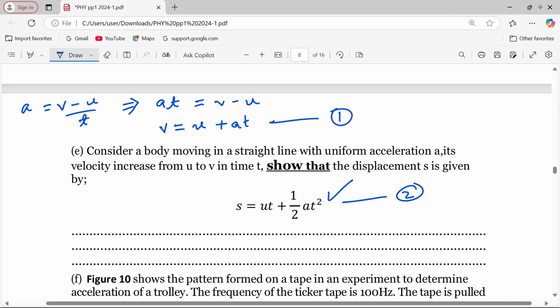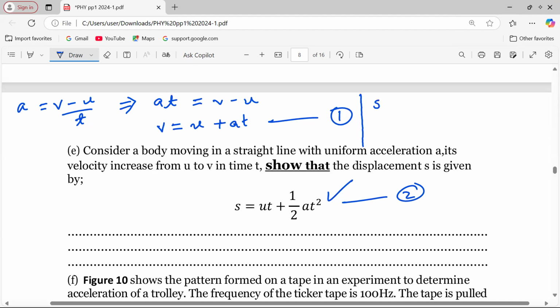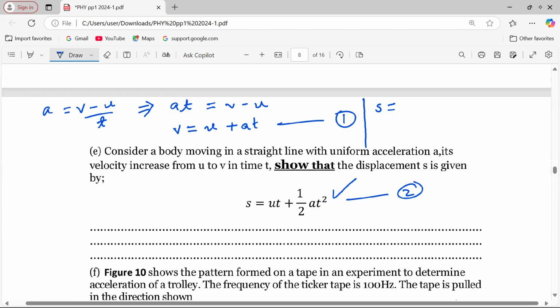Now, by definition, when a certain object is accelerating, remember it's not moving at a uniform velocity. Therefore, when we talk about displacement covered s, it's going to be average velocity times time. If velocity was uniform, we would have talked about velocity times time. But now, velocity is varying. So we talk about average velocity, u plus v over 2, then multiplied by the time taken.